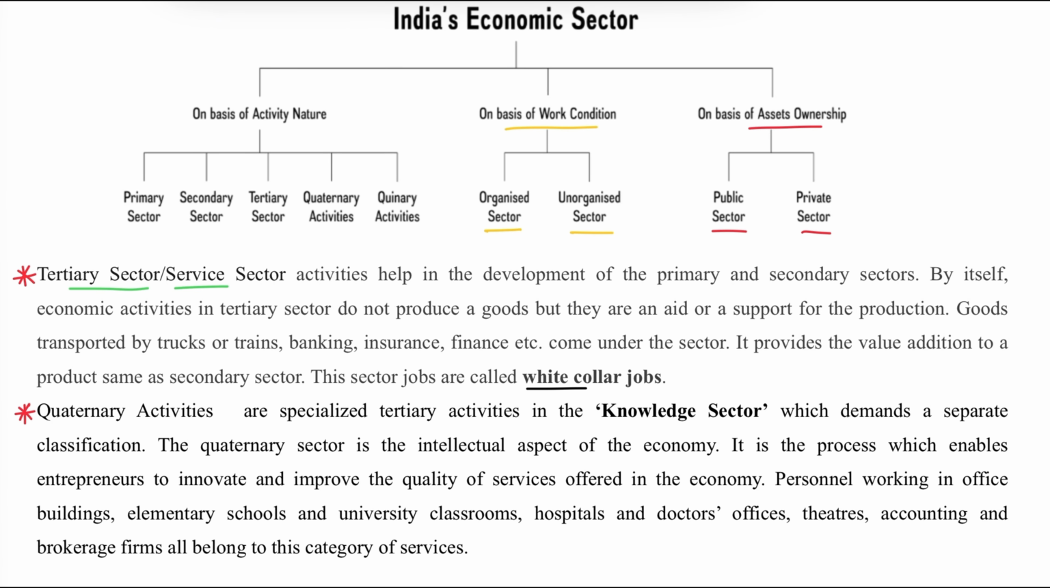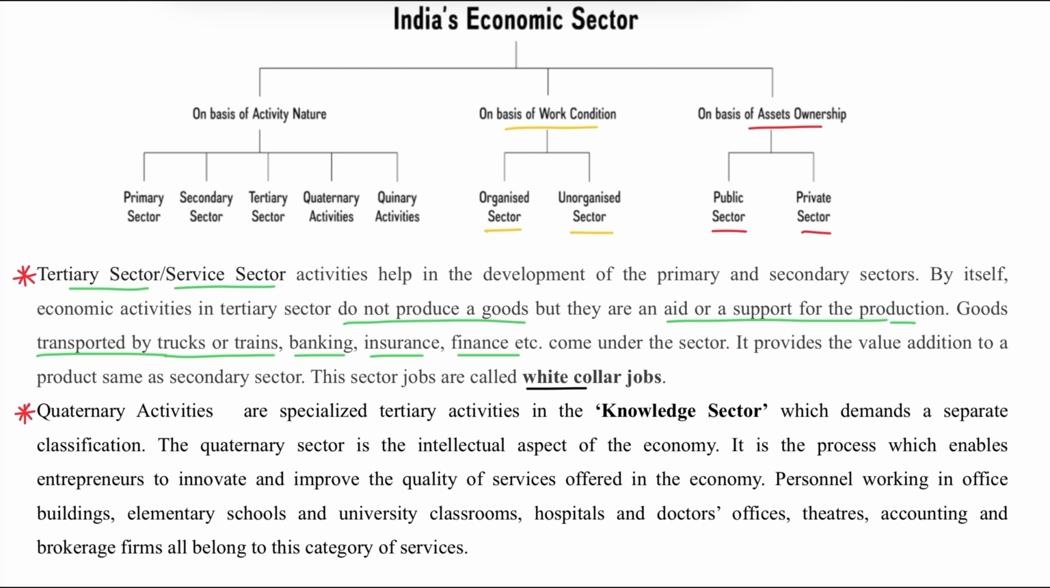Tertiary sector or service sector activities help in the development of the primary and secondary sectors. Economic activities in the tertiary sector do not produce goods, but they aid or support production. Goods transported by trucks or trains, banking, insurance, finance, etc. come under the tertiary or service sector. People working in the tertiary or service sector are called white collar workers.